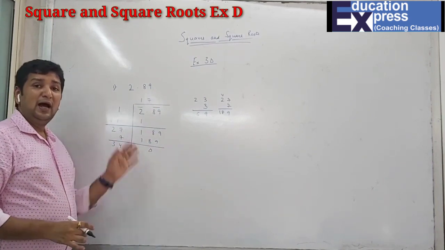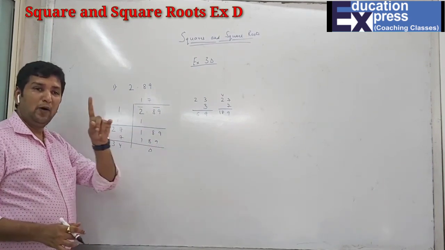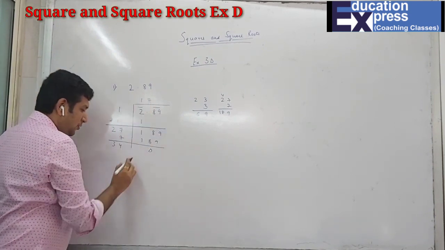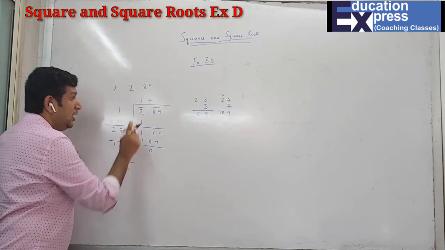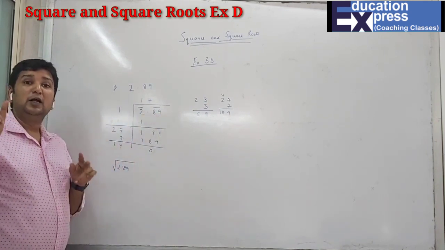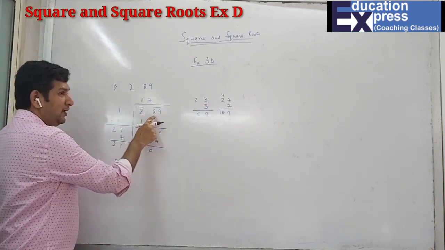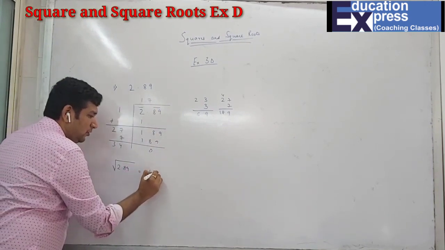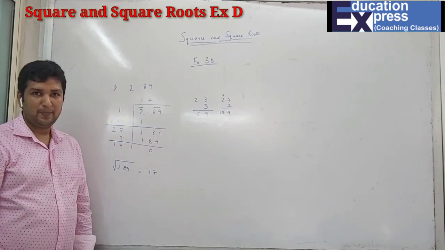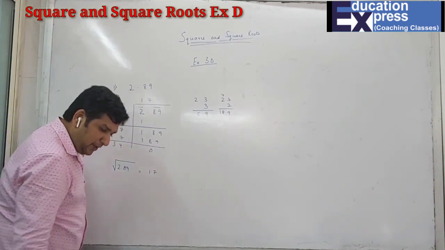Now tell me, after the decimal, there are how many pairs? 1 pair. That means here, when you write the square root for 2.89, 1 pair means 1 decimal place, 2 pairs means 2 decimal places. So 1 pair, so after 1 number the decimal will come, hence the answer for this will be 1.7. Next sum, 33.64.